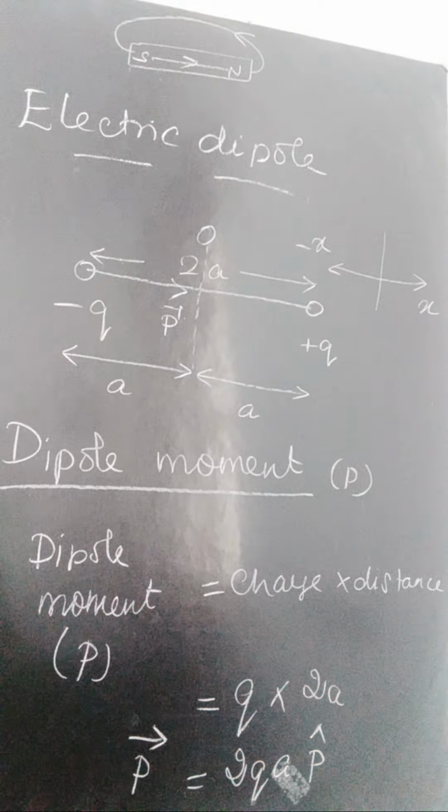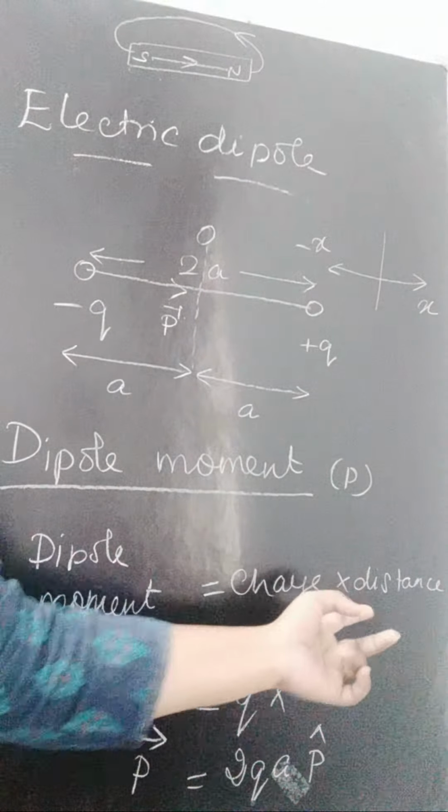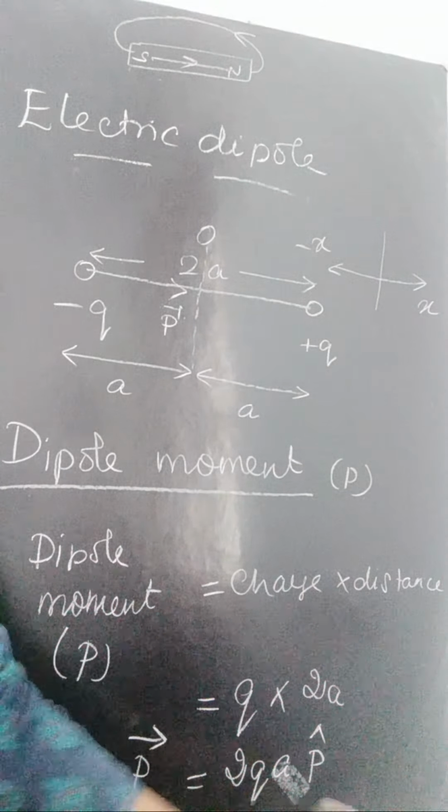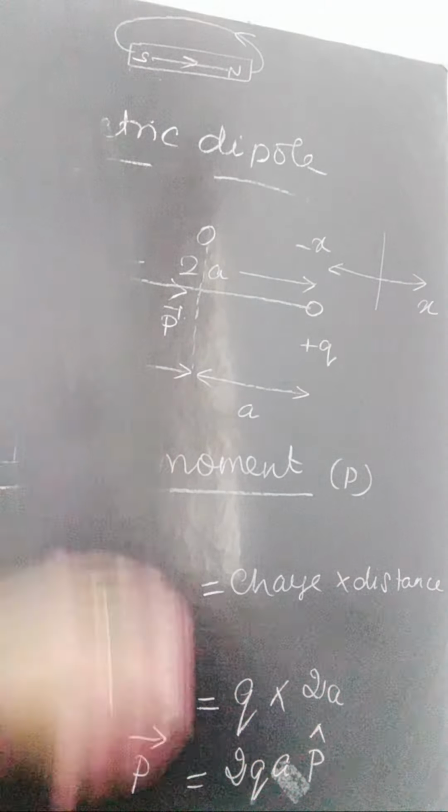So dipole moment is nothing but charge into the distance, which is nothing but 2qa P cap. And we have two cases. This is the important derivation part. Two derivations are there, and both are very important. There are two cases. When the dipole is lying along the axial line, the test point is taken along the axial line of the dipole. I am going to find the electric field value.